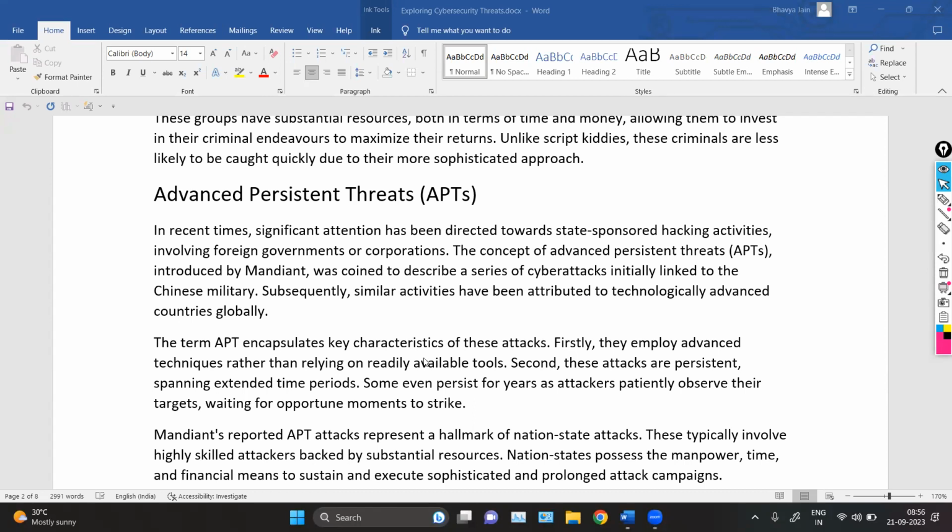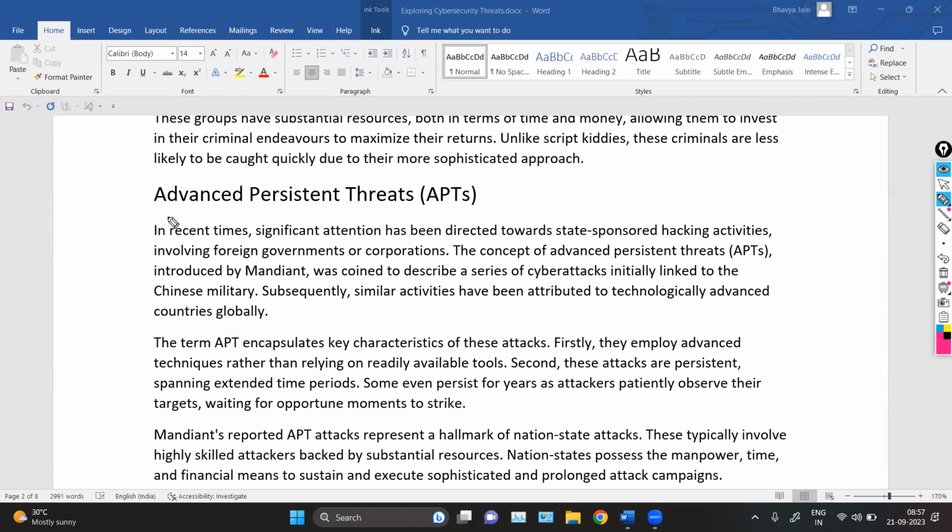...involving foreign governments or corporations. The concept of advanced persistent threats was introduced by Mandiant and was coined to describe a series of cyber attacks initially linked to the Chinese military. So basically, first, what is this advanced persistent threat?